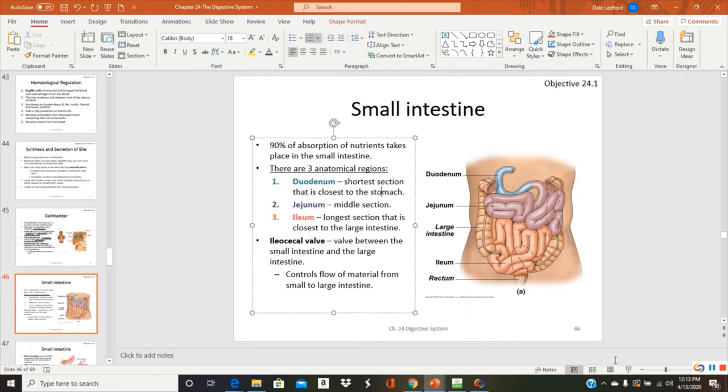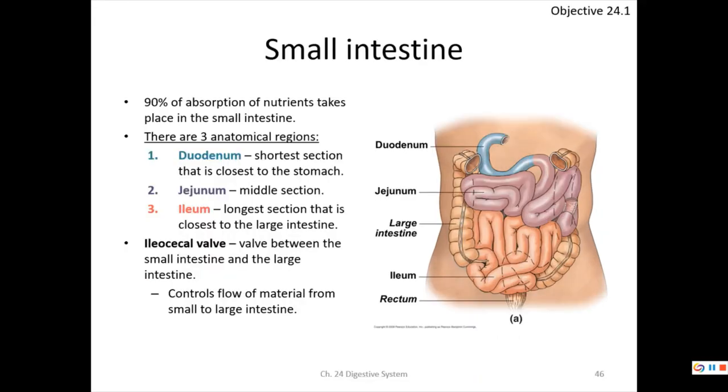Now, the ileocecal valve is the sphincter that regulates the flow from the small intestine to the large intestine. It's called the ileocecal valve, sometimes called Tulp's valve.